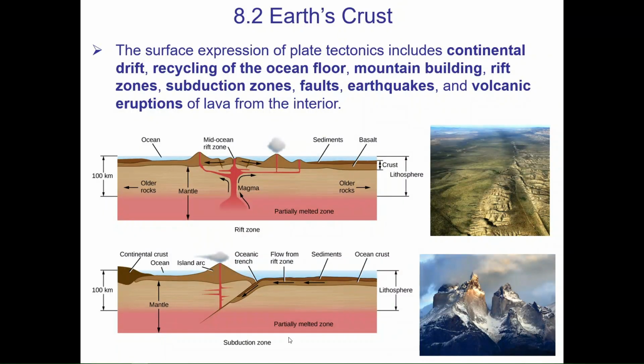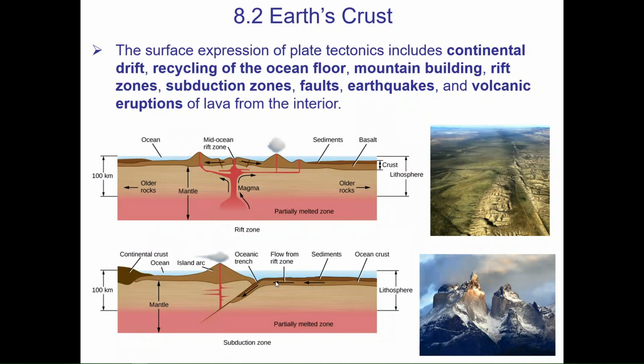Another one to explain in a little more detail is the subduction zone. The subduction zone happens when two plates move towards each other. In this case, a thicker continental plate meets a thinner oceanic plate, because the thinner oceanic plate is able to move underneath the thicker continental mass or plate.